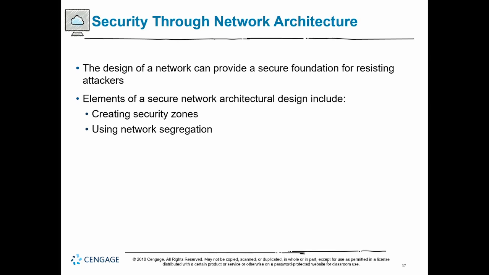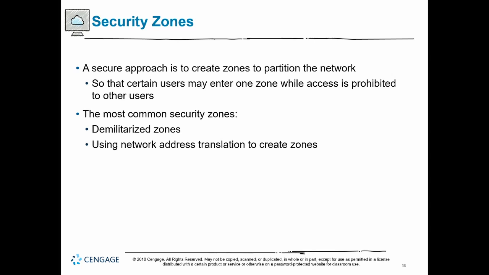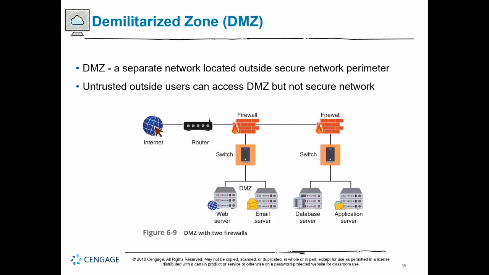With network segregation, we're trying to prevent east-west traffic. For example, your development server talking all the way to your production server that has credit card information. You have to have some separation between them.